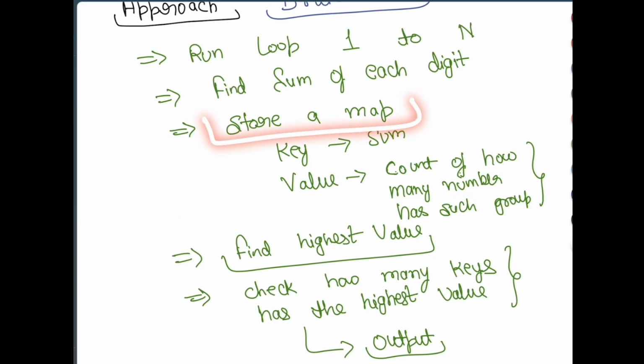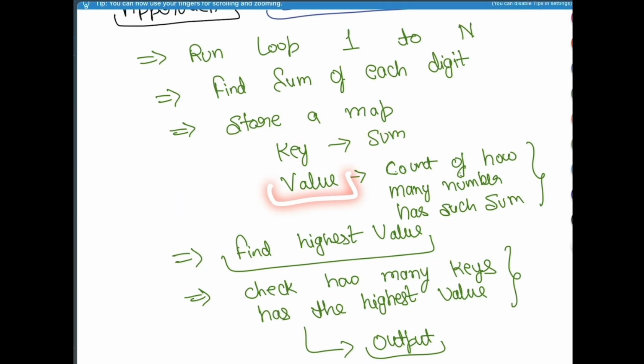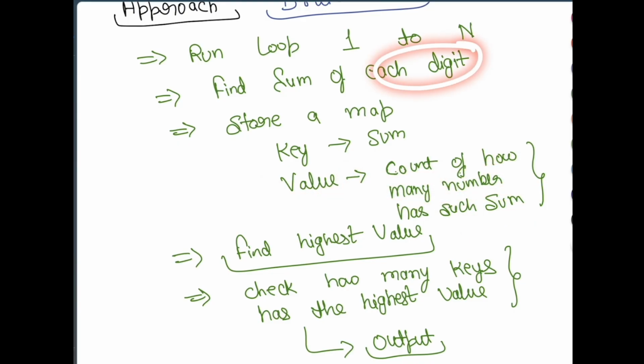So we will have a map, the key is going to be the sum, and the value is going to be the count of how many such numbers have the same sum, right? Once I calculate the sum of the digits of my number, I see if I already have that sum in my map. If I have, I will increase the count. If I don't have, I will make the count 1, right? So initially the count for all the sums is 0, and the moment we get the digit sum as a particular number, we are going to store it in our map.